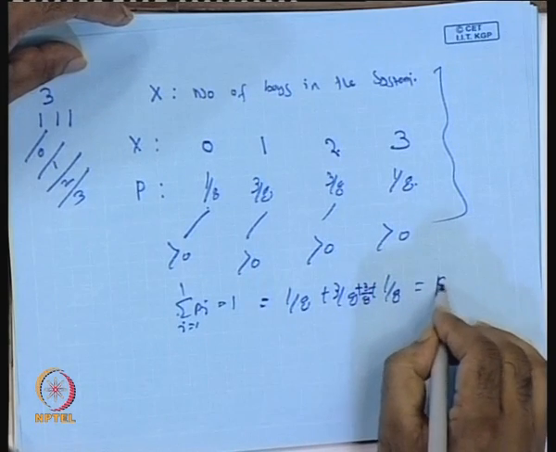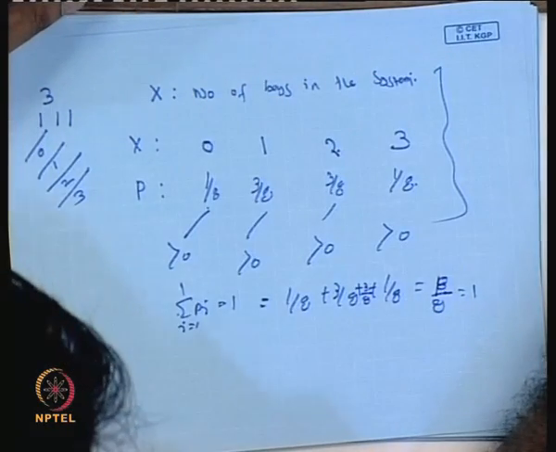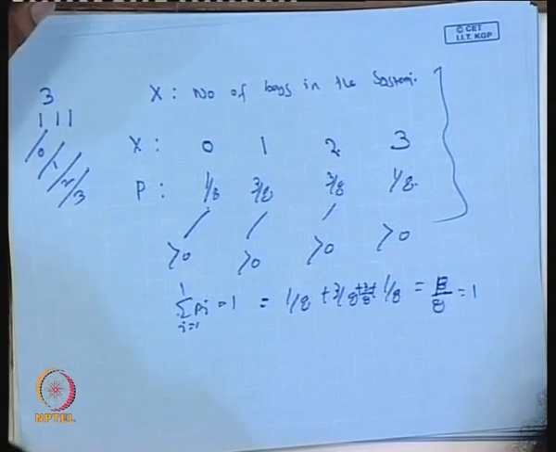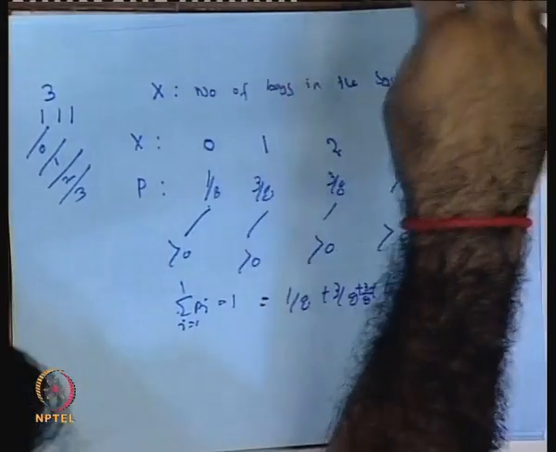So, it is nothing but 8 by 8, it is exactly equal to 1. Okay. So, now there are many ways you can explain, or many examples you can cite to explain this probability issue and also the probability distributions.